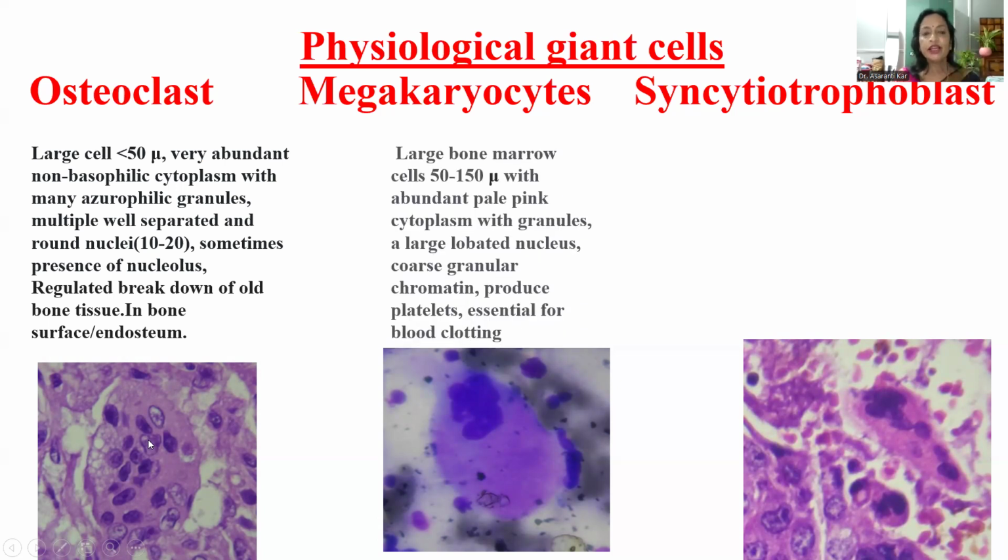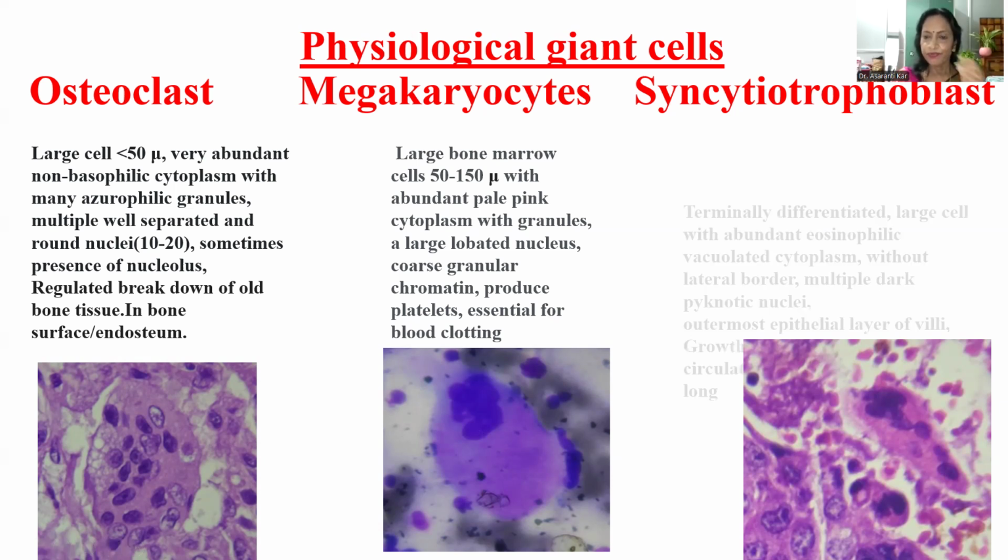Now, coming to the megakaryocytes, these are bone marrow cells, very large cells of around 50 to 150 micron in diameter with abundant pale pink to basophilic granular cytoplasm and contain a large lobated nucleus with coarse granular chromatin. I must tell you here that all the giant cells are not multinucleated. They can be single with multilobated nuclei also, like you are seeing in this case. The function of these cells is production of the platelets by a process known as karyokinesis.